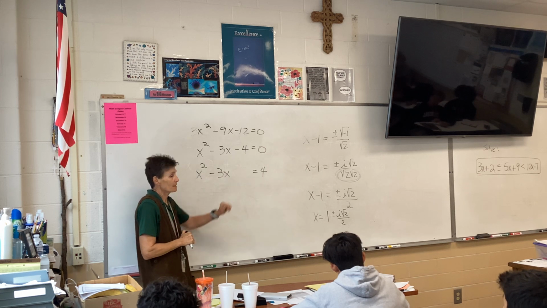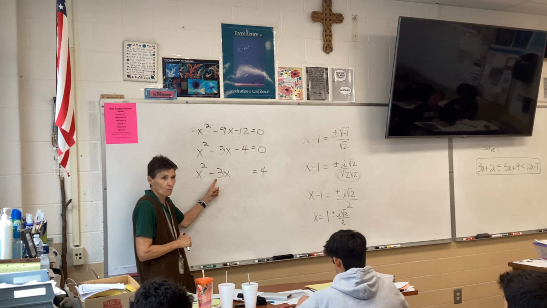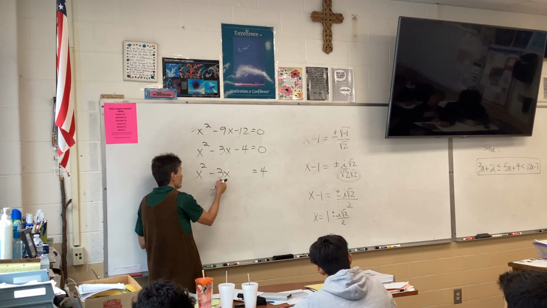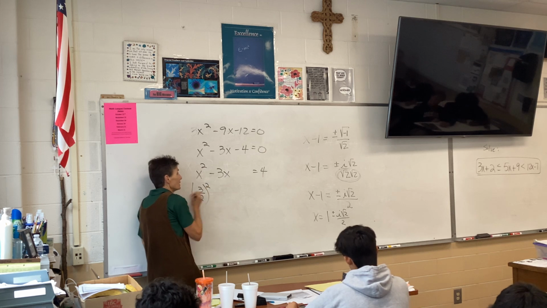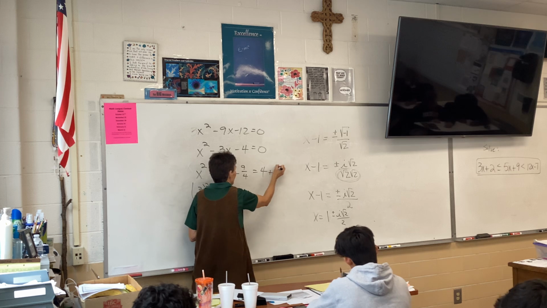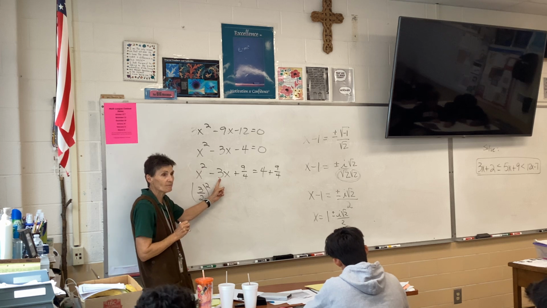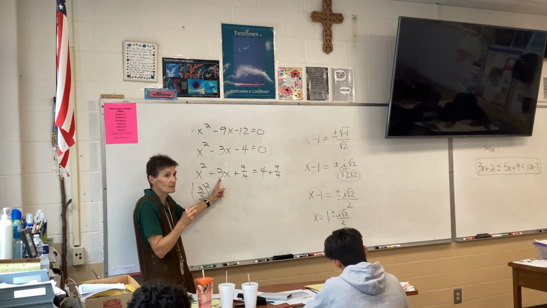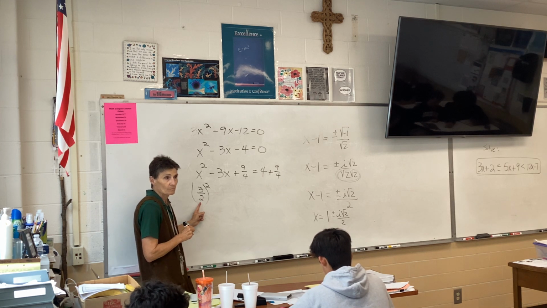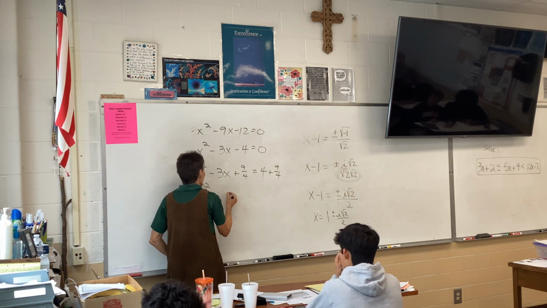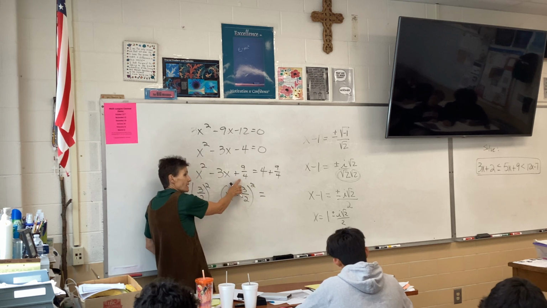How do I find my missing number here? You divide by 2 and square it. So 3 divided by 2 squared is 9/4. And then parentheses x minus 3/2. Wait a minute, what? So to find my magic number, I take half of 3, divide by 2, 3 halves, and then I square it. Okay? So x minus 3 halves, x minus 3 halves, right?